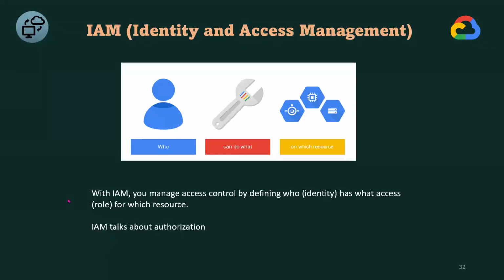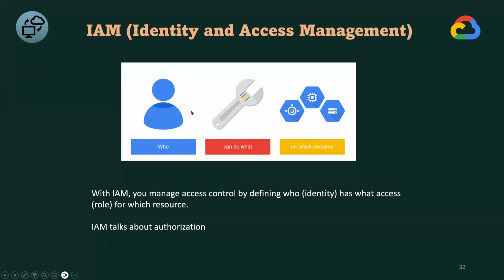In IAM, we can manage the access control by defining who has what type of access for which resource. In simple words, IAM talks about authorization and authentication. Authorization means: are you authorized to use that particular service or not? Are you authorized to do some action on that particular service or not? That is nothing but authorization. IAM talks about this kind of authorization. Who can do what on which resource?